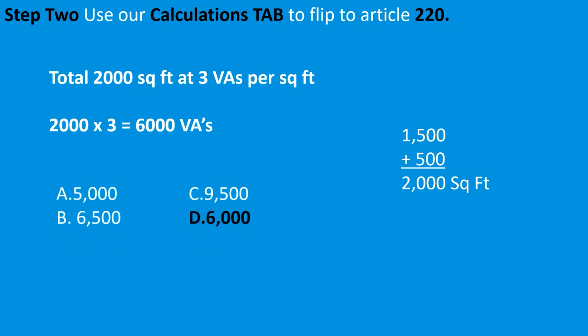Now back to our question. We had 2,000 square foot at 3 VAs per square foot. So we take our 2,000 square foot, multiply it by 3, and that's going to give us 6,000 VAs. Okay? So we're working through, and we're going to select D. Great job. Remember, it's 3 VAs per square foot, which equals 3 watts per square foot.